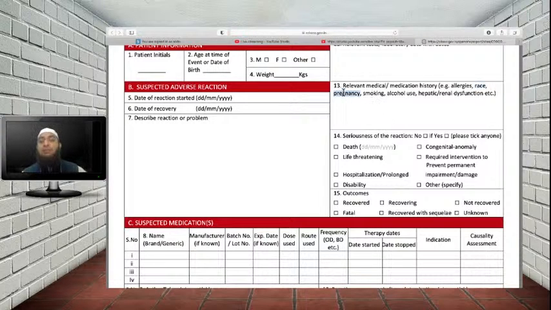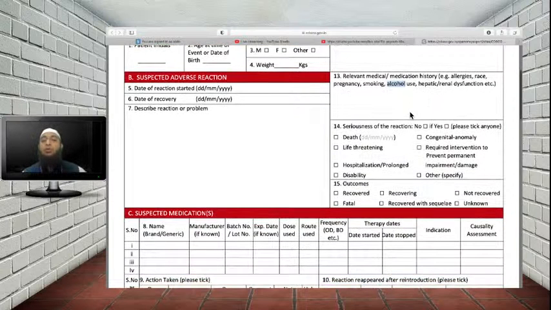Likewise, the patient may have pregnancy, or may be a heavy smoker or a heavy drinker who drinks alcohol. If those are the cases, then you can also mention those things, right? Likewise, what is the seriousness of the ADR? The most serious ADR is one where the patient dies, right? So if there is death, then you can mention the date. Then life threatening: whether it is life threatening, or the ADR was there but was not life threatening, but the patient needed to be hospitalized or his hospitalization was prolonged. Then disability; likewise other parameters you can also mention.